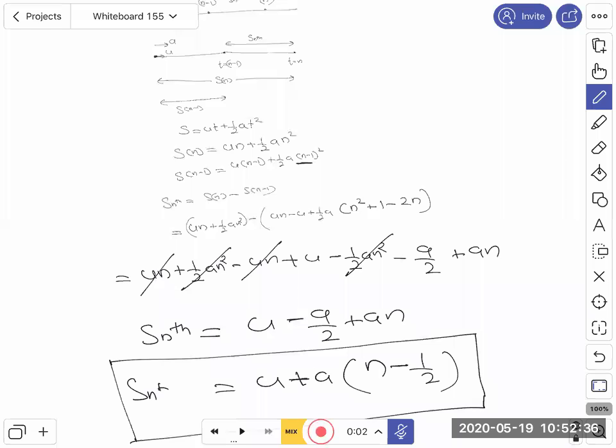Sir, in that step, is there a bracket before n square? The un minus u plus half a, that one. un minus half a. Yes, yes. Sir, then where is its end? The end is here. Okay, this is the whole thing. Thank you.